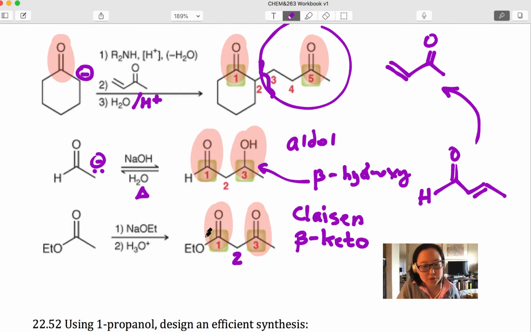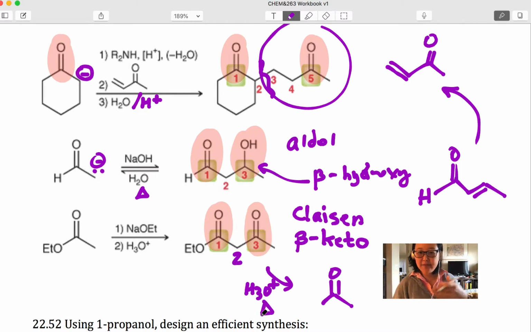Is there something I can do with this? Yeah, maybe I can hydrolyze it with some heat. With acid and heat, these will get converted to carboxylic acid, and then this might leave as CO2. So just be aware of the different reactions that can follow so that we could tack them on and build these larger problems.